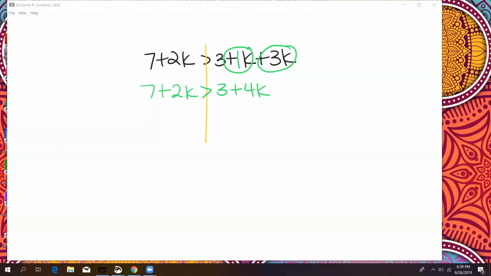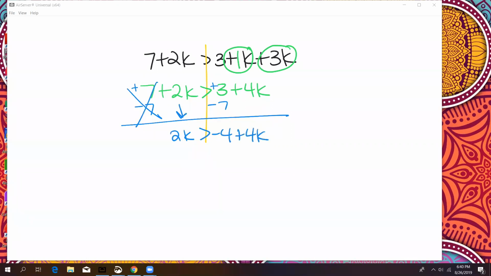And again, I want my variable on the left. So I'm going to subtract 7 because this is a positive 7. So I'm going to subtract 7 from both sides. So the plus 7 minus 7 cancels out, leaving me with 2k. And then on the right, positive 3 minus 7 is negative 4, and then plus 4k.